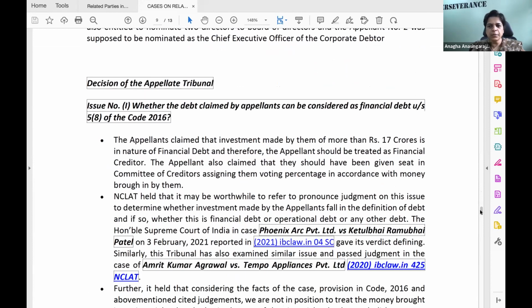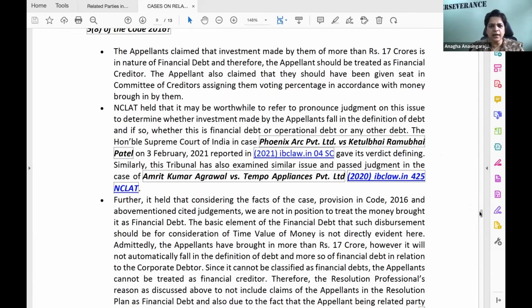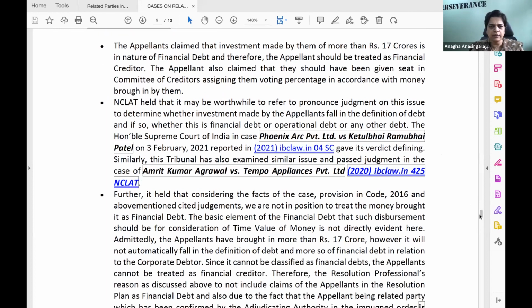Now the question in this particular case was whether the debt claimed by the appellants can be considered as a financial debt under 5(8). The facts were similar to the Phoenix ARC case about the debt being given, and the claim of the appellants that they should be treated as financial creditors and be allowed to sit on the COC and participate in the COC. So the NCLAT referred to the Phoenix ARC judgment in this, and gave the final decision.